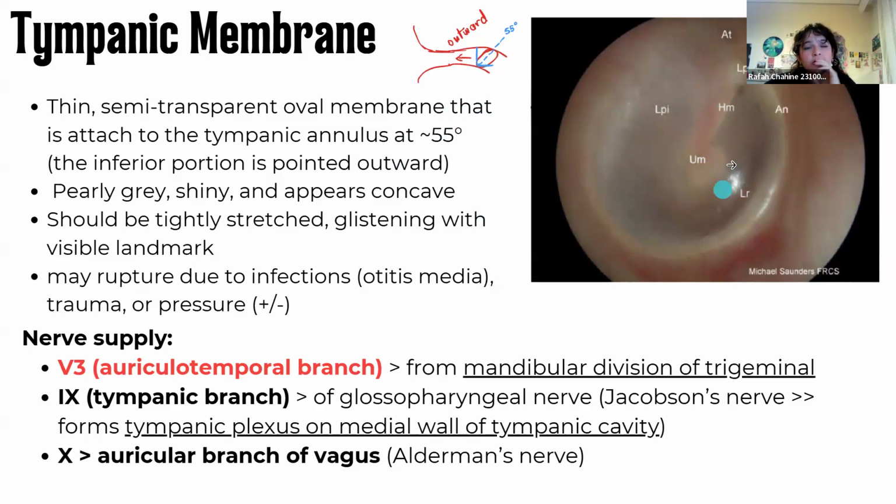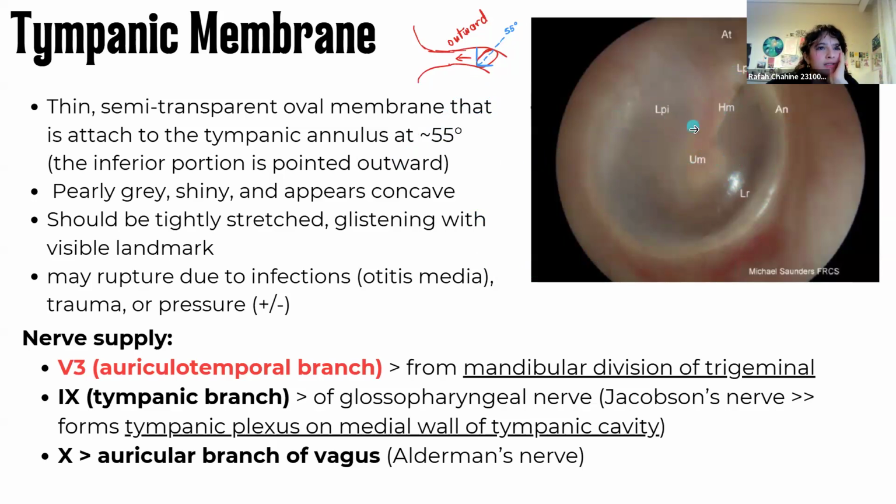And the way that it appears on an otoscope, which is the ear examination, is that it should be pearly gray, shiny, and it should be concave outwards, okay? And it should be tightly stretched and glistening with visible landmarks. Those landmarks are the structures that we see over here, and we're going to highlight what they are in a bit.